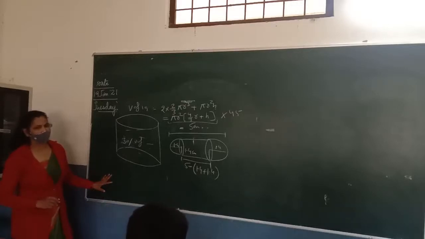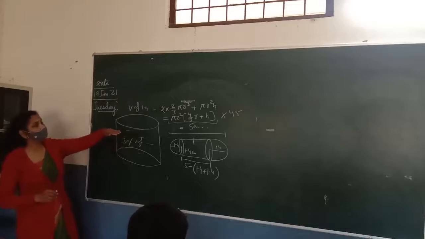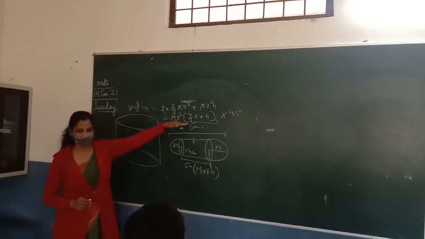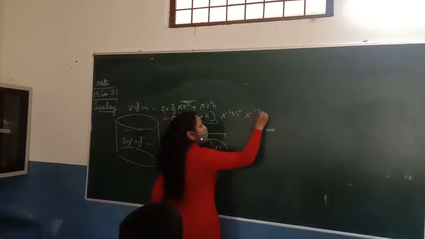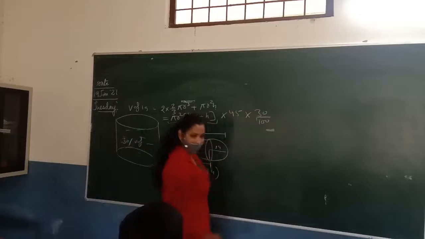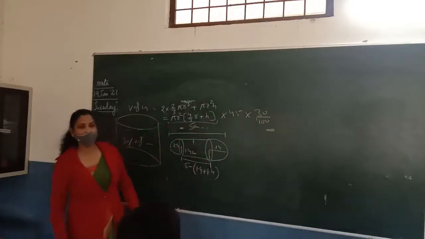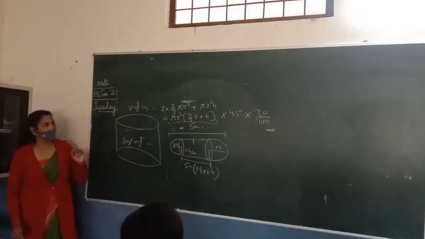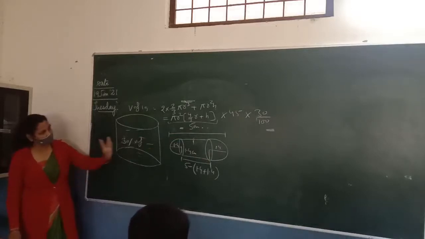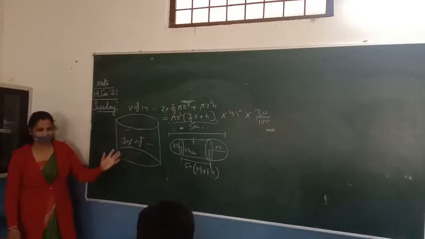30 into 45 upon 30%. We will multiply this volume. This is the volume of 45 gulab jamun. Since the volume of sugar syrup is 30% of that, what will you do? We will multiply it by 30%, 30 upon 100. And this is the volume of sugar syrup present in the gulab jamun. Can you calculate it yourself? This is only calculations. Add, multiply, divide.